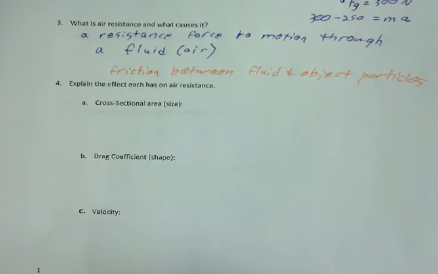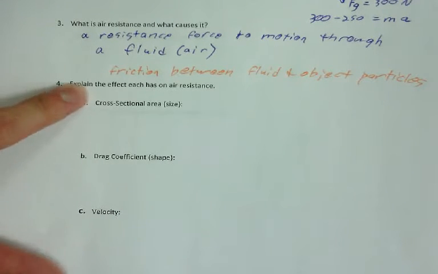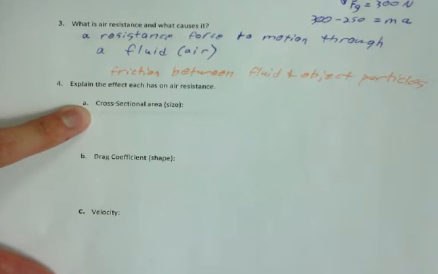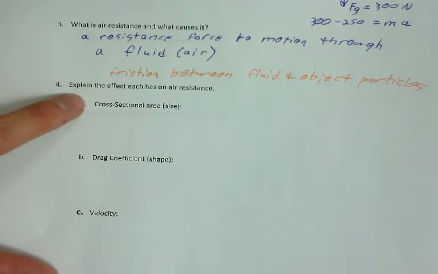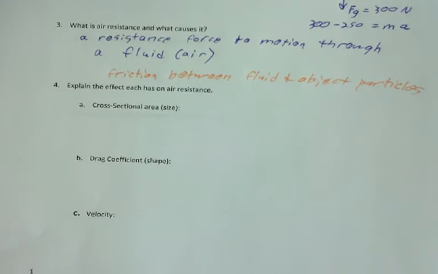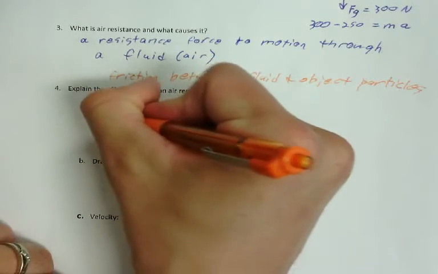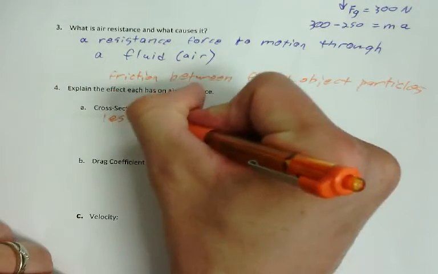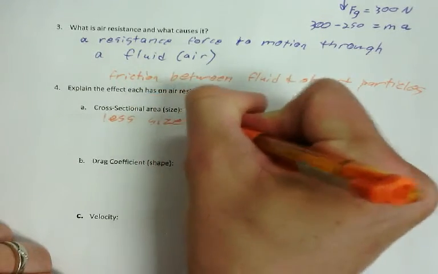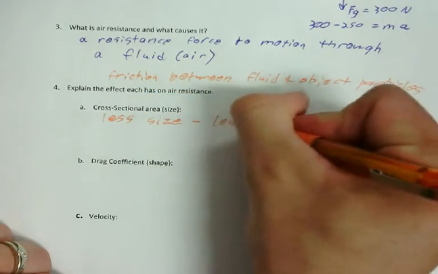Okay? So let's start with them in order with the different things. So explain the effect that each one has. So let's start with cross-sectional area, size. Okay? So first of all, size is directly proportional. So the less size, the less air resistance. So less size, less drag.